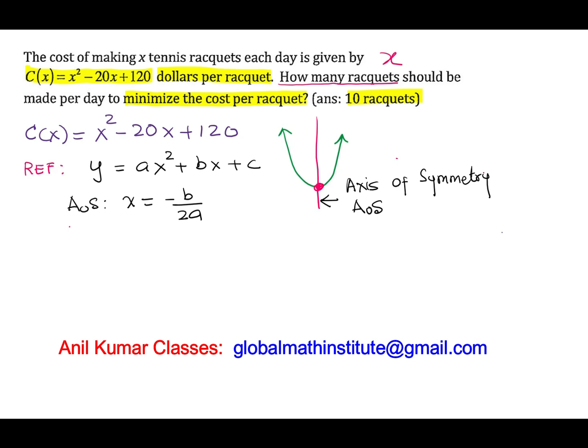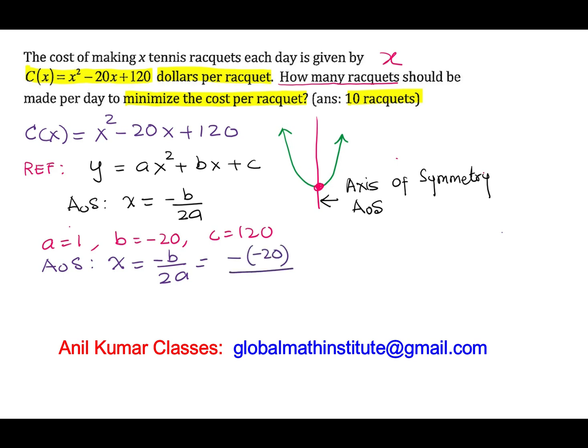Now in our case, as you can see, we have this function where a is 1, b is minus 20, c is 120, which we are not going to use, but we can now find the axis of symmetry, the x value, which is minus b by 2a. Substituting the values, we get minus of minus 20 divided by 2 times a, which is 1, which is 20 by 2 or 10. Is that clear to you? So we get our answer straight away using this formula.